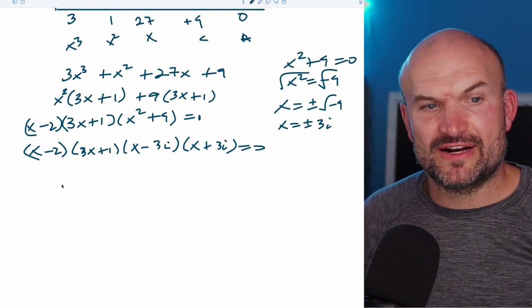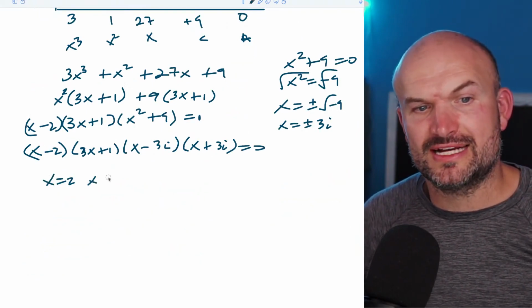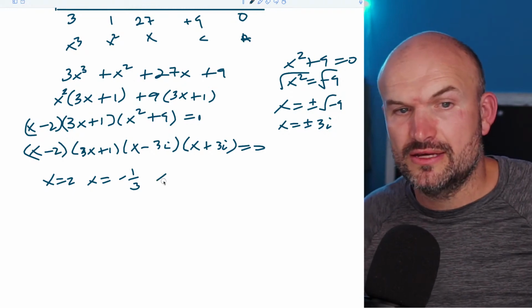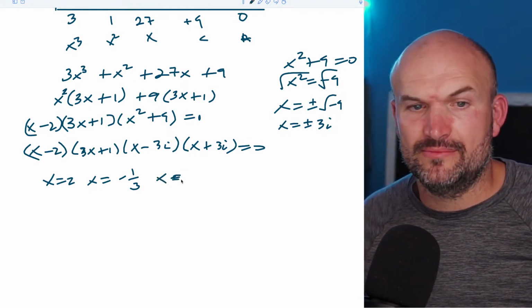So therefore, there's going to be a factor solution. So x equals 2, x equals negative 1/3. So I'm setting these all equal to 0 and solving for x. And then x equals plus or minus 3i.